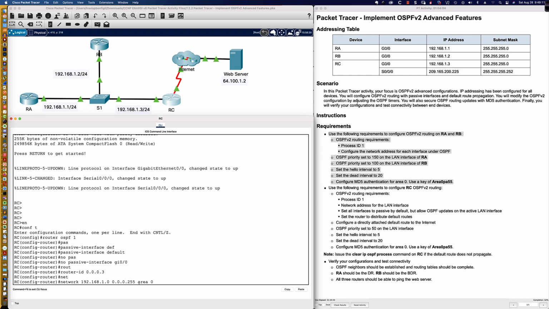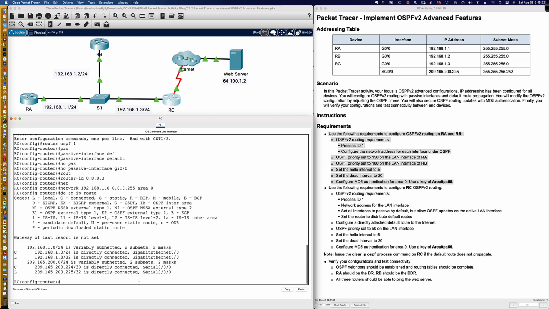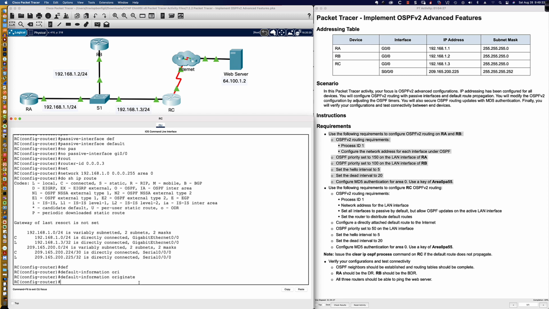Oh, set all interfaces to passive by default. Okay, so I did that, but allow OSPF updates on the LAN interface. Set the router to, okay, right. So we're going to distribute default routes. Well, the first thing we need to do, let's do show ip route here. Okay, so no default route has been configured. We're going to be doing that, right? But here is where we would say default-information originate, right? And once the default route has been configured, which we're going to do in a second, this would precipitate router C originating, i.e. advertising a default route to the other OSPF speakers in this OSPF domain.